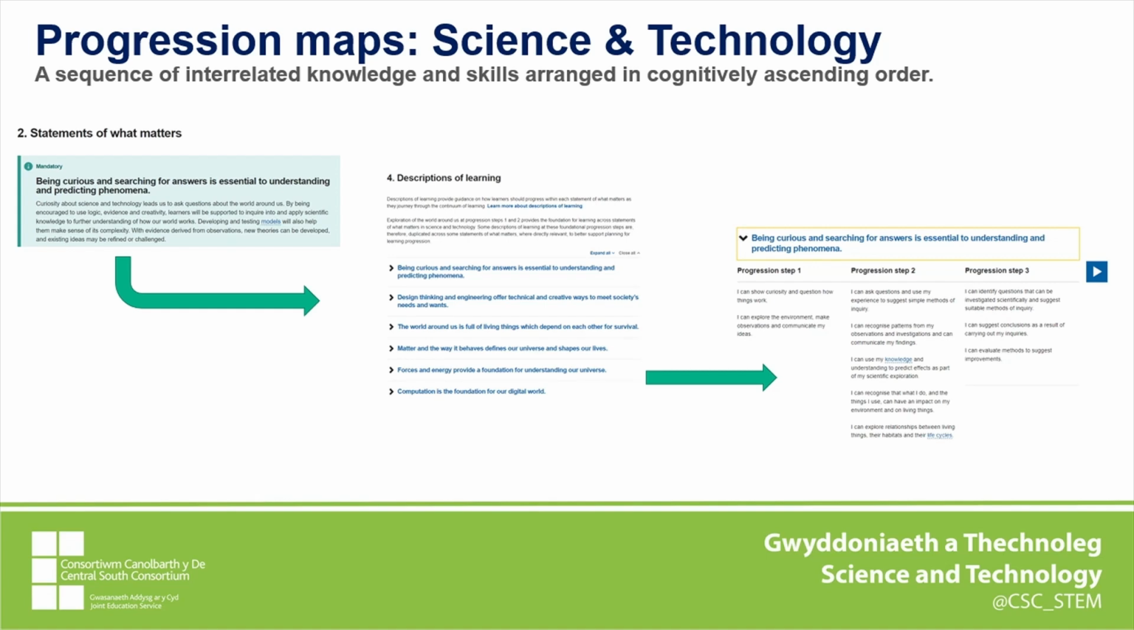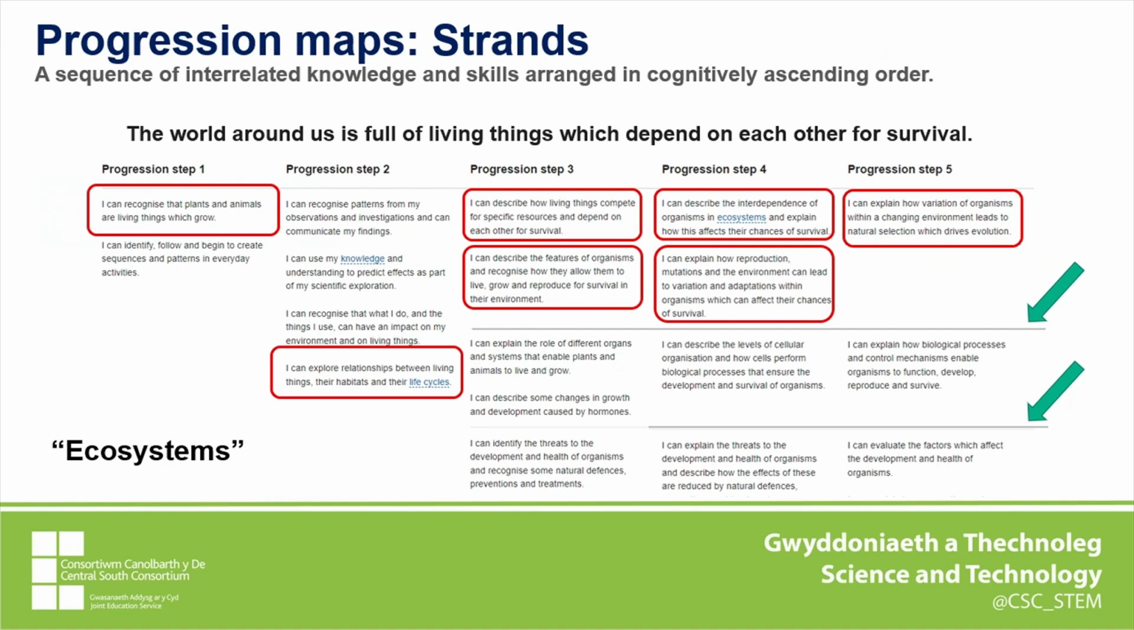These progression maps expand upon the statements of what matters by exploring the knowledge and skills in the statutory guidance. They provide a locally sourced, cognitively appropriate ordering to the domain-specific knowledge and skills. Here, you can see the statement of what matters, the world around us, and the associated descriptions of learning and progression steps. I have identified what I think is a logical grouping of the descriptions of learning from progression step 1 to progression step 5. All have a common theme that I am identifying as ecosystems.